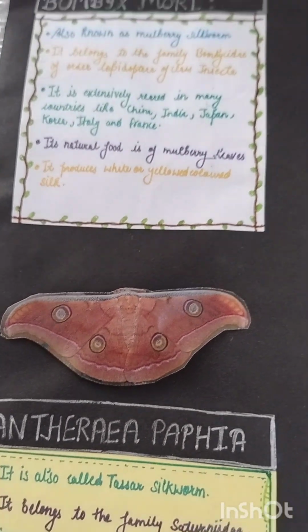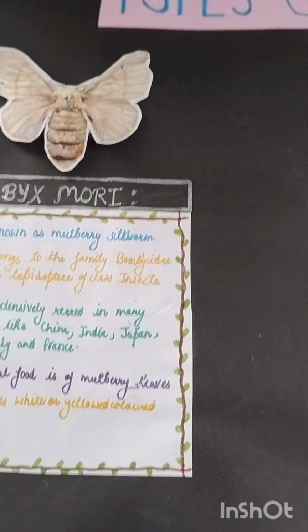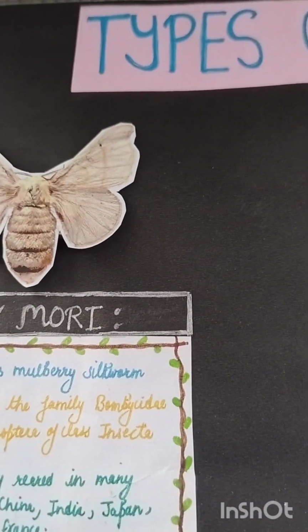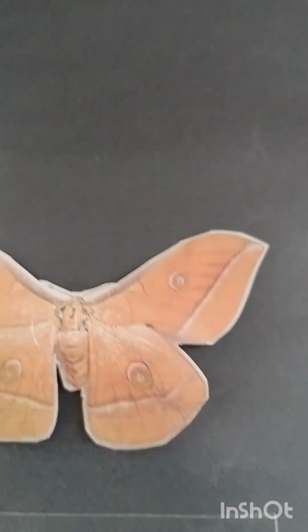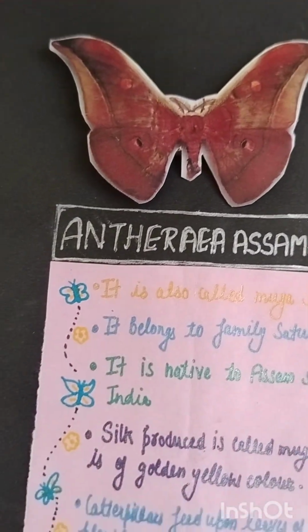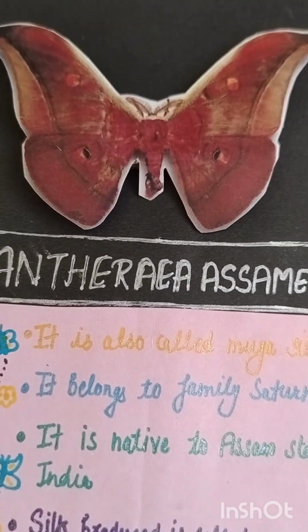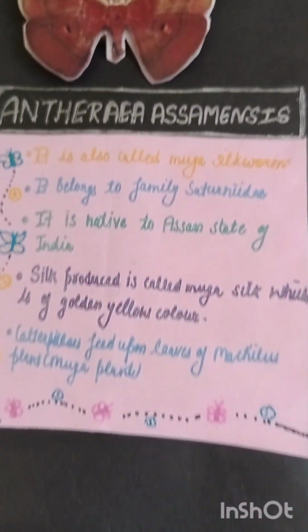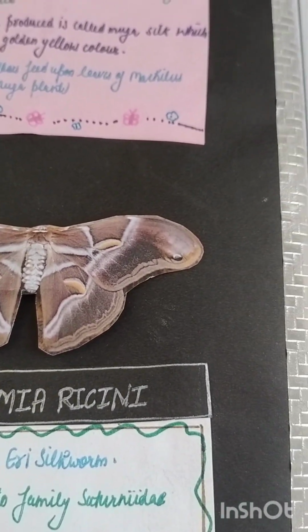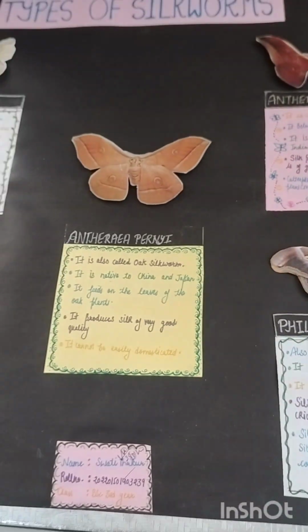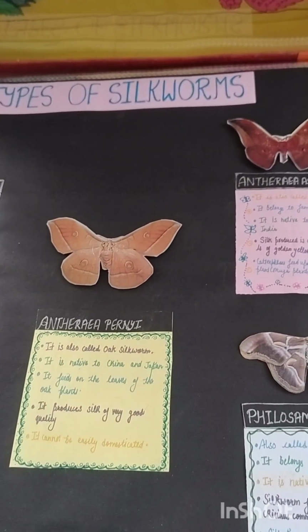First one, which also named as a tussar silkworm, and this one is named as a mulberry silkworm, and this is named as a oak silkworm, and this is also called as the Anthera Assamese silkworm, and this is a Ricini silkworm or Eri silkworm. So all the 5 kinds of the silkworms are mentioned here.